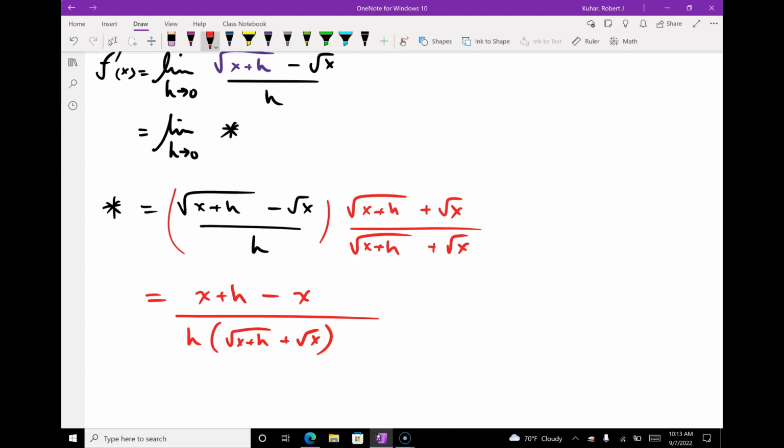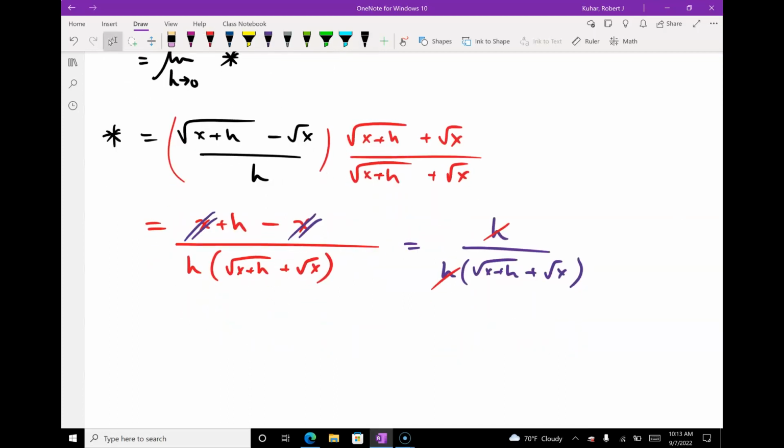So I'm going to manipulate where it will do something. And so what happens here? The x's cancel, right? Remember what I said? Every term without a factor of h in it had better go away, or I'm in trouble. So the x's cancel. I've got h over h times the conjugate. Now my h's cancel, yes? So I get my replacement function of 1 over square root of x plus h plus square root of x.